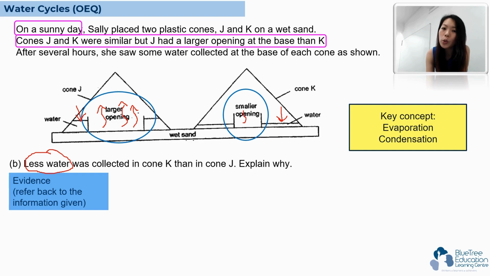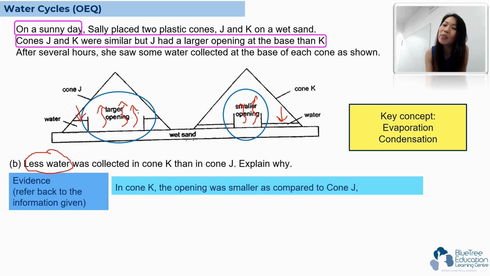While as compared to cone K, since you have a smaller opening, the water from the wet sand will still gain heat and evaporate, but at a slower rate of evaporation. So as such, we can write down our evidence. Evidence is always referring back to the question. In this case, it says that in cone K, the opening was smaller as compared to cone J.